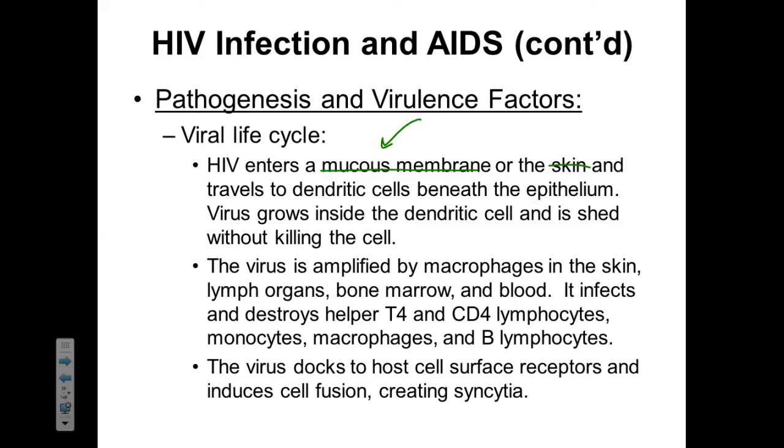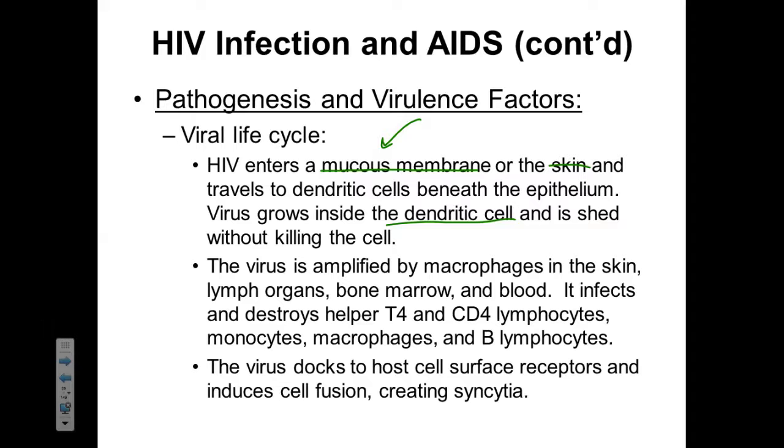Our virus is also capable of growing within dendritic cells, so that's another cell type that the virus likes to infect, and we have high concentrations of dendritic cells that line the mucous membranes of our body. Recall, we have lots of mucous membranes in the digestive tract, and there are also quite a few mucous membranes present within the vaginal canal as well.